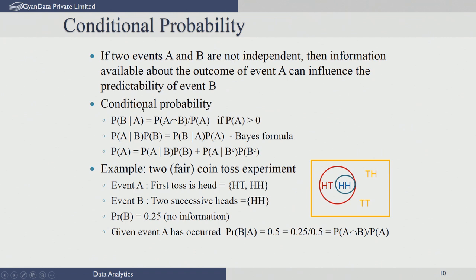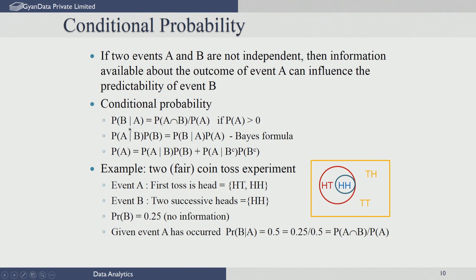So we define what is called the conditional probability, that is, the probability of event B occurring given that event A has occurred, which can be obtained by this formula: the probability of A and B simultaneously occurring divided by the probability of A occurring, assuming of course that the probability of A is greater than 0.